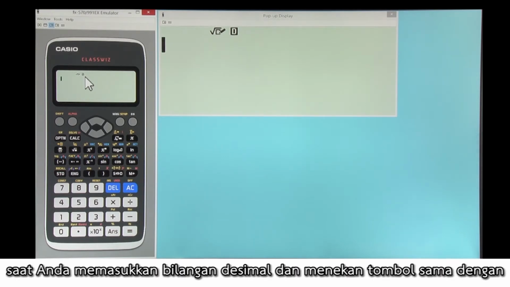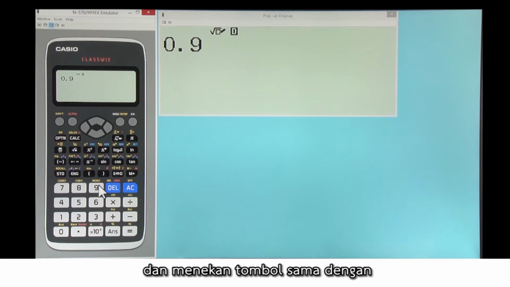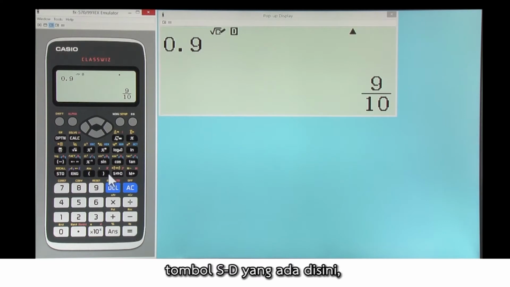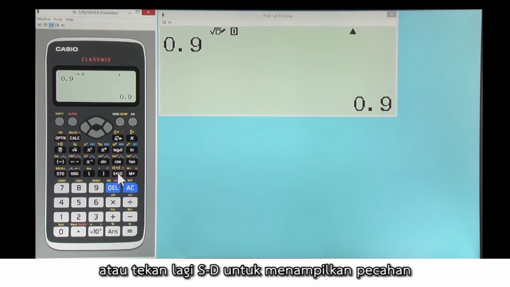When you enter a decimal and use the equals key, so we'll enter a decimal like 0.9 and tap the equals key, we get a fraction. The S to D key, the one here, will allow you to show a decimal instead, or tap it again to get a fraction instead.